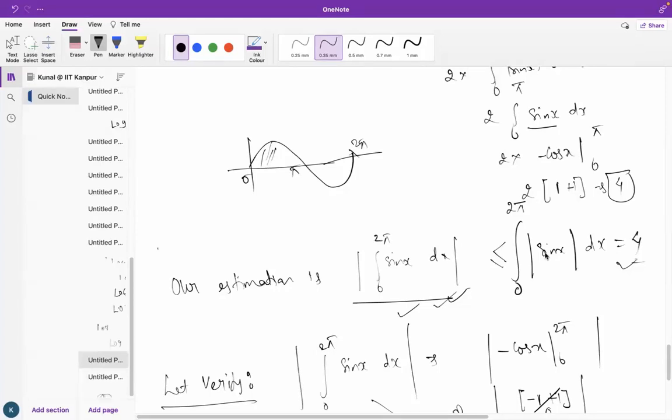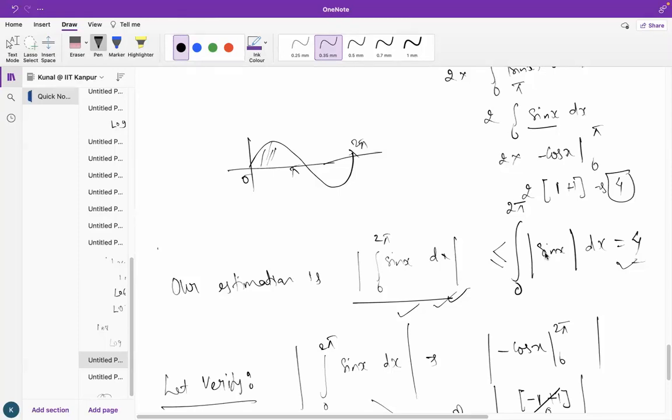And 0 is less than or equal to 4. Not equal to, but less than 4. So our estimation is valid, or true. I hope you all understand what I'm trying to say, right? Okay, so let's take another example and then try to move on.